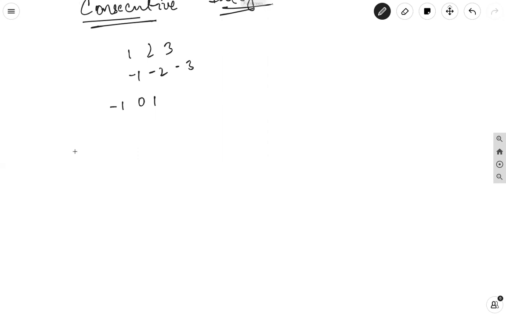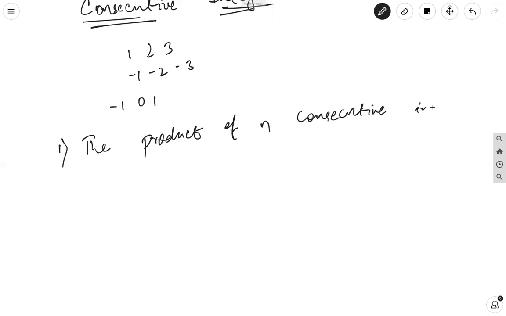There are some basic properties. You can call these basic properties or some facts regarding consecutive integers. The first one is: the product of n consecutive integers is always divisible by n factorial.